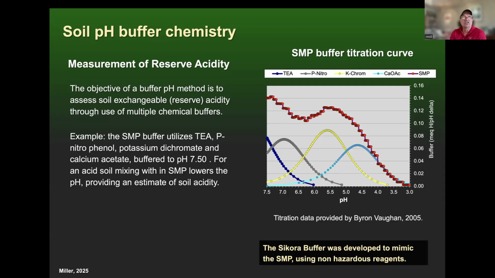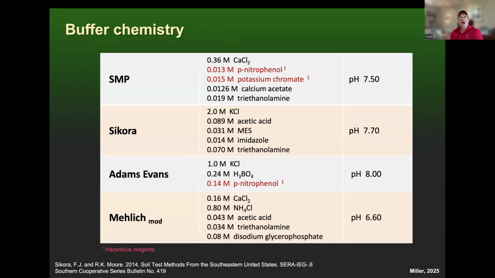Okay. And all these buffers, Adams-Evans, Mehlich, Sikora, they all work the same way. They just use a different set of chemicals to measure the amount of reserve acidity in the system. And as I said earlier, the Sikora buffer is basically a mimic of the SMP. Now, I'm not going to go into all the chemistry of all these, but I just picked out 4 dominant methods here. So here's your SMP.